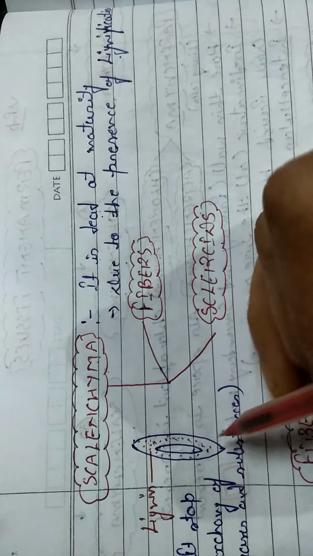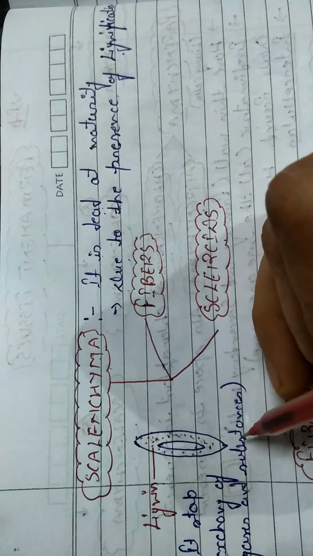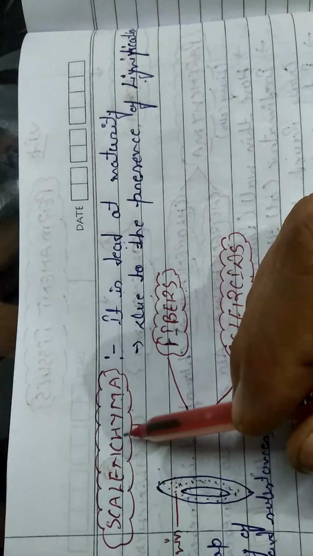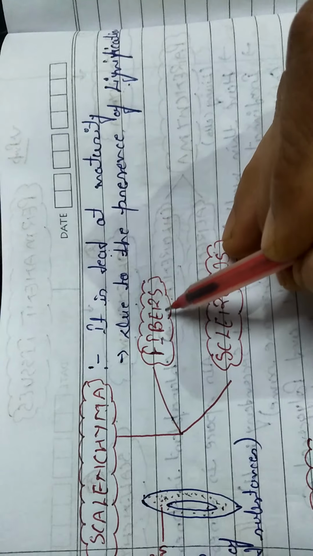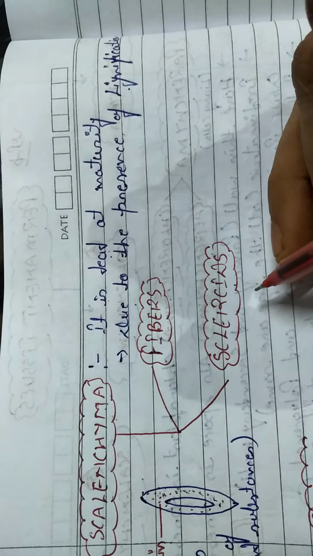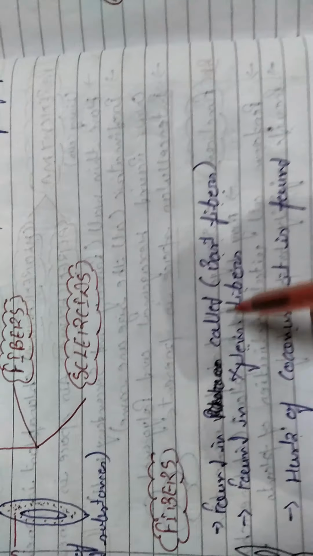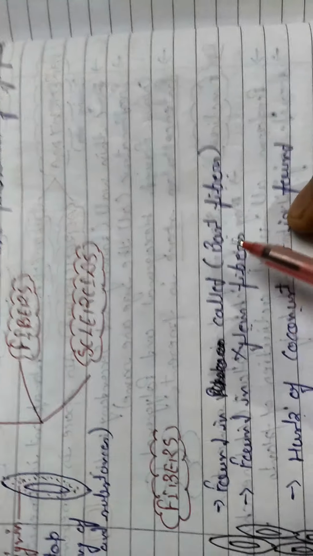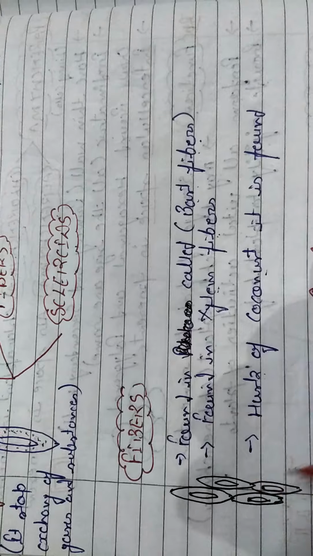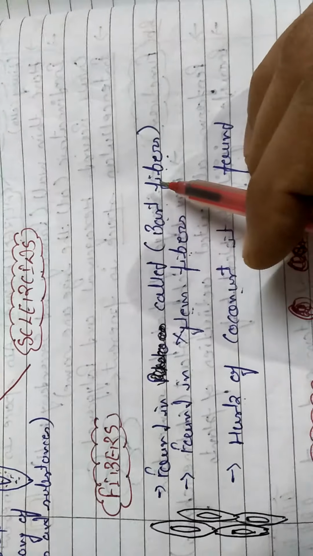So remember the word lignification. After the lignification, they convert into dead cells. Basically sclerenchymatic cells are present in two categories: fibers and sclereids. What are fibers? Basically fibers are also known as bast cells. These are fiber-like structures. It is also present in NCERT. They are known as bast cells.